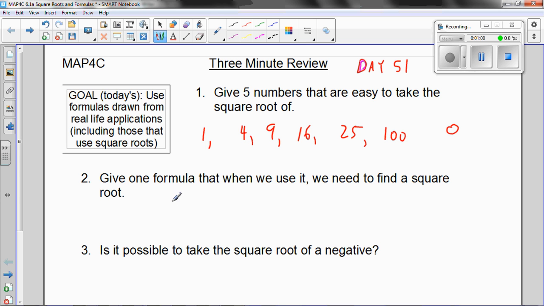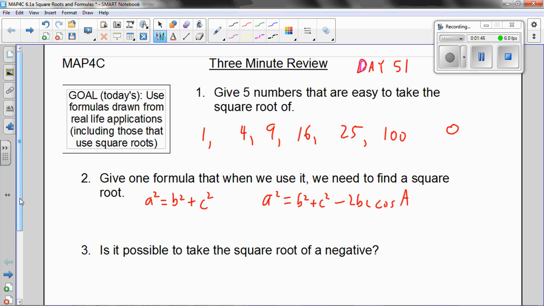Get one formula that when we use it, we need to find a square root. The one that always comes immediately to mind to me is the Pythagorean theorem, right? Oops, darn, that should say c squared. And however you remember the Pythagorean theorem, whether it's c squared first or whatever, whenever we're finding one of these, we sub in for one of them, and we take the square root at the end. Another one is the cosine law. Remember way back in trig, and you probably come up with a few more. Whatever you put in there is probably fine.